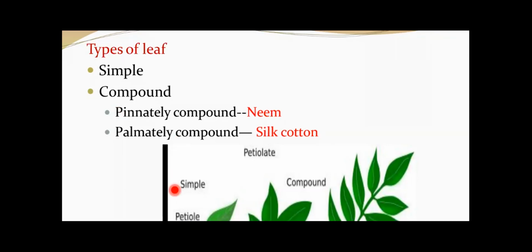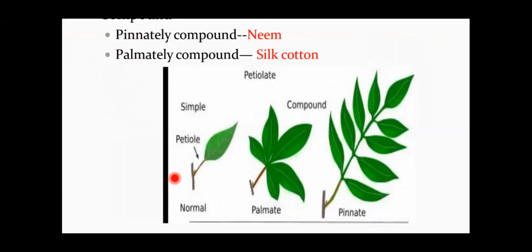You can see the diagrams here. This is the simple leaf. These are the two types of compound leaf. This is pinnate. This is palmate. In a pinnately compound leaf, a number of leaflets are present on a common axis, which is called the rachis. You can see a number of leaflets present on a common rachis, which is nothing but the midrib also. This type of leaf is called a pinnate leaf. And in a palmate leaf, the leaflets are attached at a common point, which is nothing but the tip of the petiole, as you see in silk cotton. A palmately compound example is silk cotton. A pinnately compound example is neem. So these are the different types of leaves.